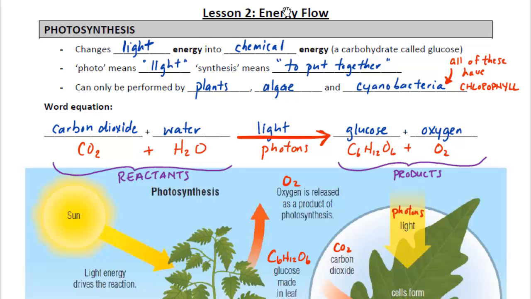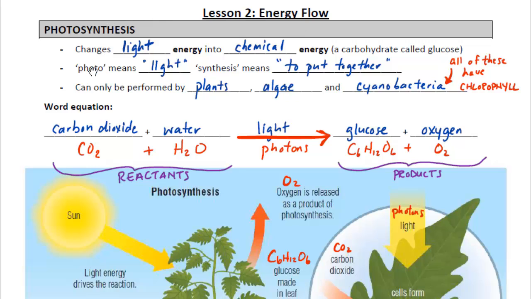In today's lesson, we're going to discuss energy flow through organisms and the environment. We're going to talk about photosynthesis and cellular respiration, the relationships between organisms like predation and prey, food chains and food webs, and finally end with energy pyramids. So let's jump into it.